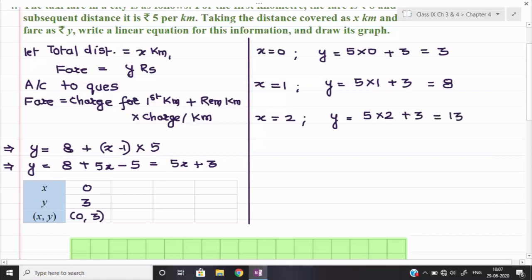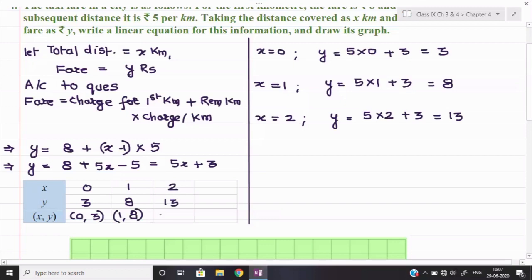So I got two more values here. One is x equal to 1, y is equal to 8, so it will be 1 comma 8. And the third value I got is x equal to 2 and y is equal to 13.